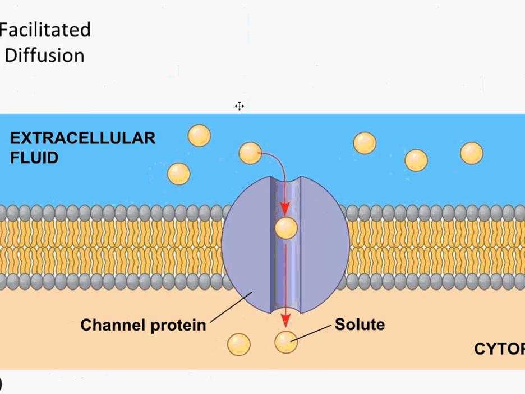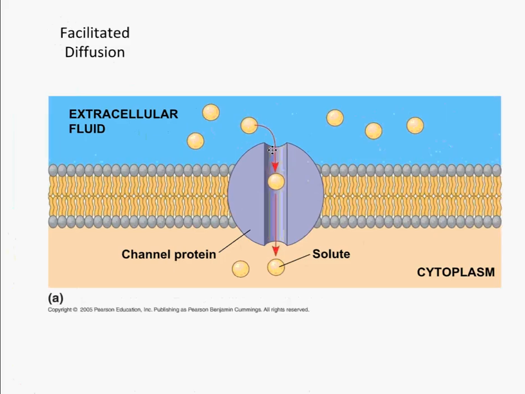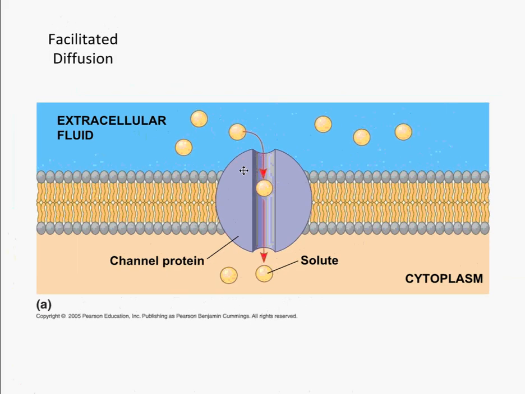Another type of diffusion that is passive transport as well is called facilitated diffusion. Facilitated diffusion is very simple in that it is the transport of materials with the help of a transport protein. That is it. A protein facilitates the diffusion of materials. A lot of times that's what we're going to be looking at in this class.